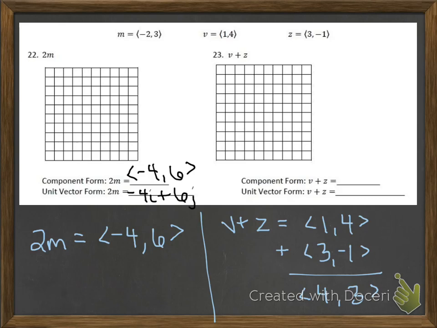Looking at the other side, if we're going to combine vectors v and z, again we just need to combine the corresponding components. So the two horizontal components, 1 and 3, combined to be 4. The two vertical components, 4 and -1, combined to be 3. And so there's the format for our final answer in component form and in unit vector form.